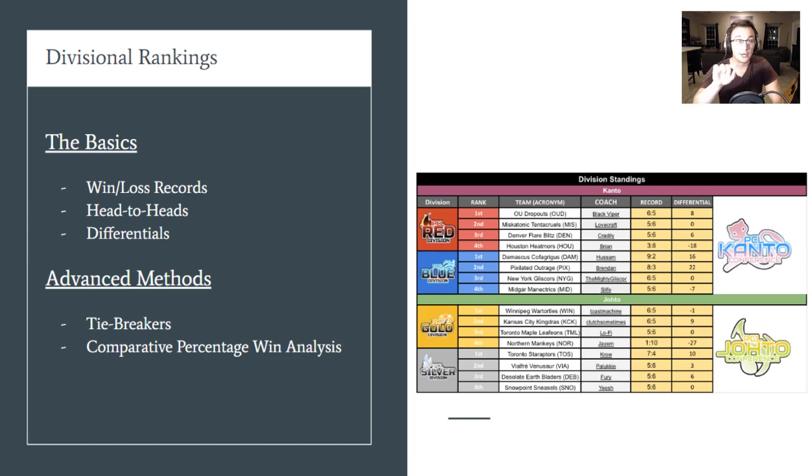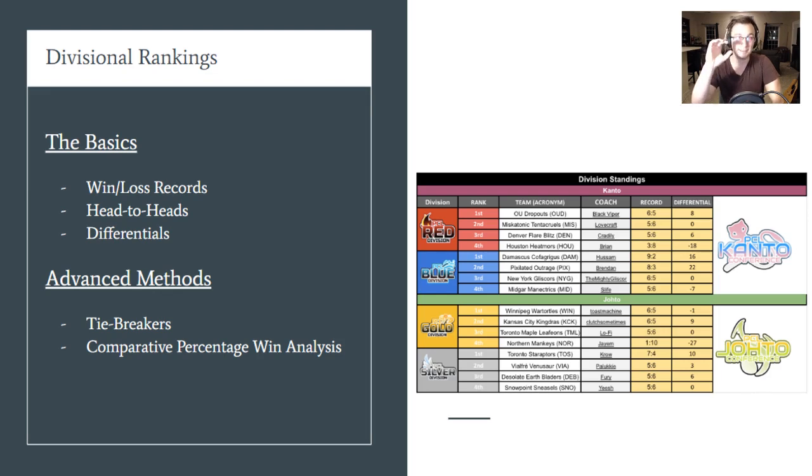But am I? So let's take a look at Red Division first, because it's actually a very good example of how we calculate the basics. Black Viper is at the top of Red, the OU dropouts, OUD, with 6 and 5. No one can reach him. He's at 6 and 5, top record at the top. Brian, no one can reach as well, down low with 3 and 8.